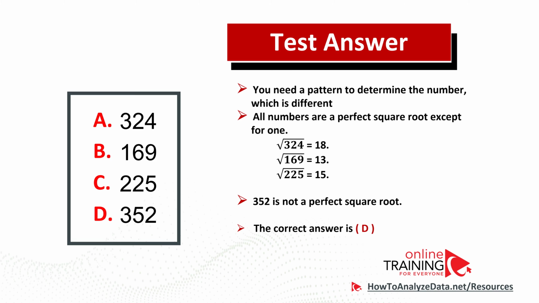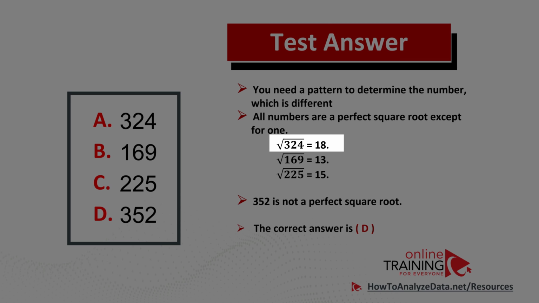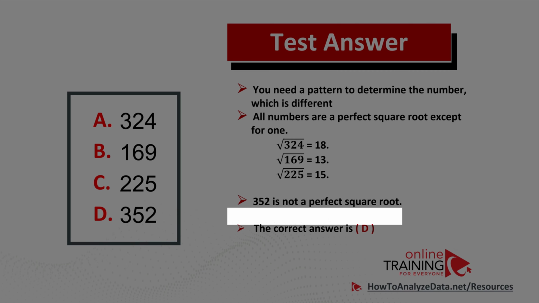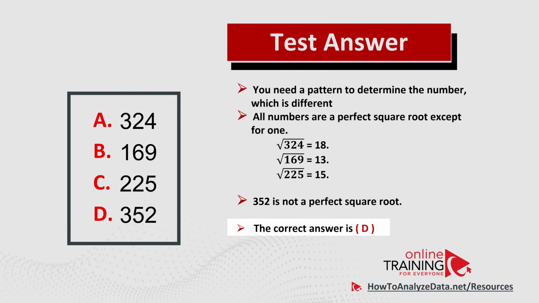As usual, to get to the answer, you need to determine the pattern and understand which 3 numbers match the pattern and which one number does not belong to the pattern. In this case, the pattern is square root. You can see that 3 numbers listed here are perfect squares. The square root of 324 is 18. The square root of 169 is 13. And the square root of 225 is 15. In this case, 352 is not a perfect square. So the correct answer here is choice D, 352.